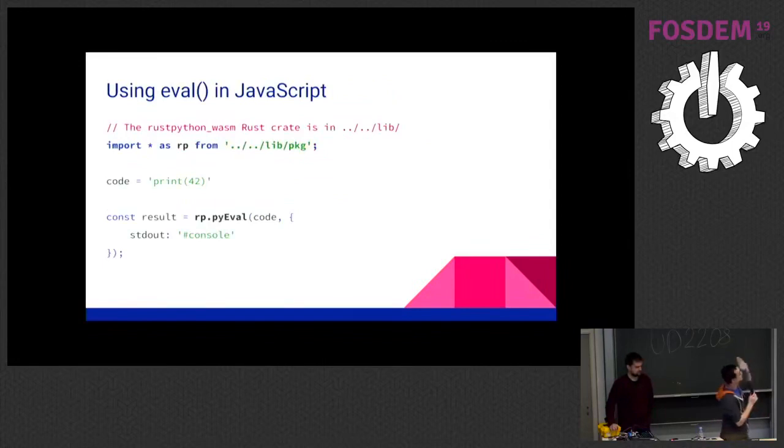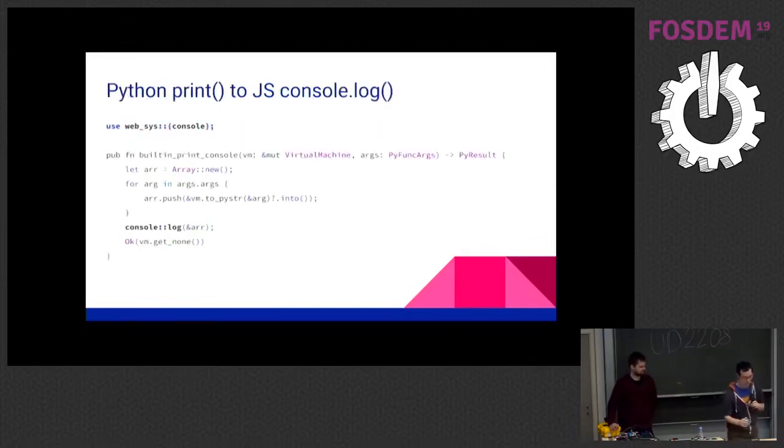And this is from the JavaScript side. You import that NPM module we compiled from Rust, and then have the code in a string, and then you just call rp.pyEval. We expose rp as a global variable, so we can easily access it. And we'll talk about the standard out a little bit later.